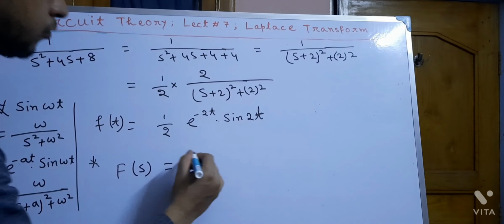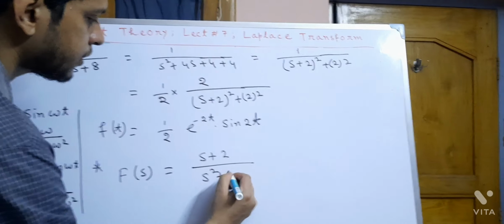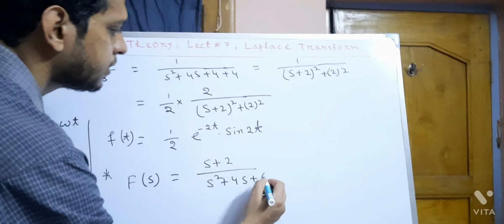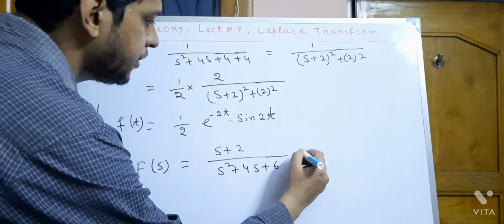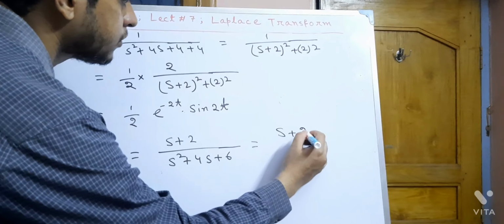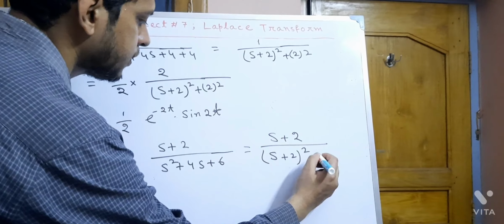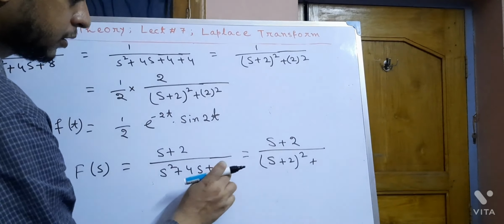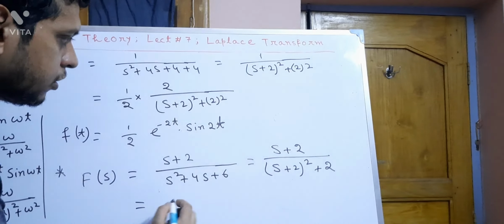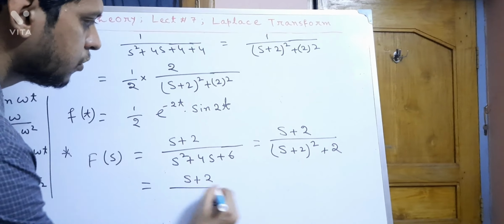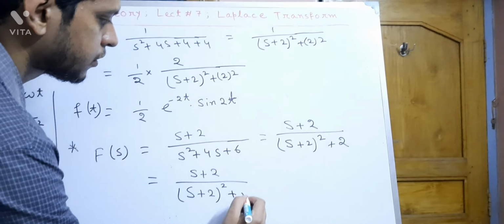Now let us determine one more inverse Laplace transform. Say F(s) equal to s plus 2 by s square plus 4s plus 6. So we can write this one equal to s plus 2 by (s plus 2) square plus what? s square plus 4s plus 2. So this is equal to s plus 2 by (s plus 2) square plus root 2 square.